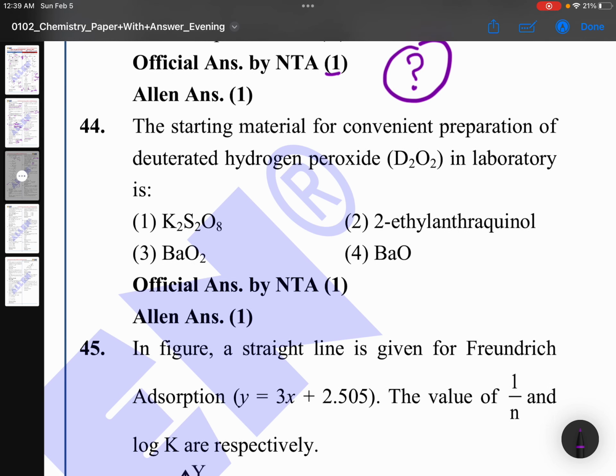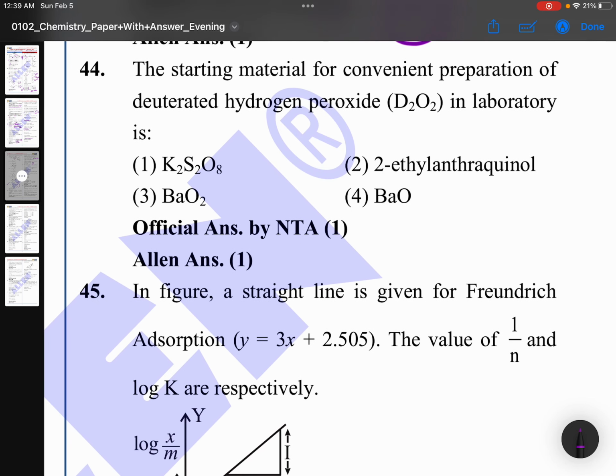The starting material for convenient laboratory preparation of deuterated hydrogen peroxide is K2S2O8. This is like hydrogen peroxide only, H2S2O8 will be formed. On hydrolysis, it forms H2O2. Later, you can comfortably go for hydrogen replacement and get D2O2. This is from 50% sulfuric acid.